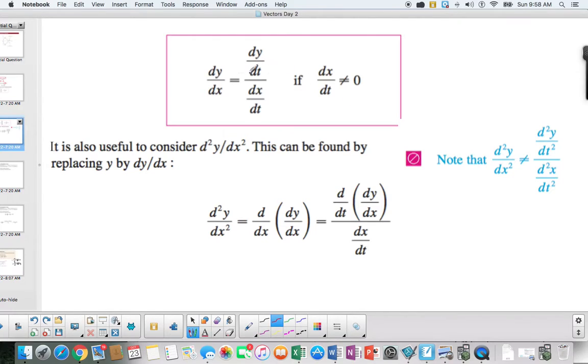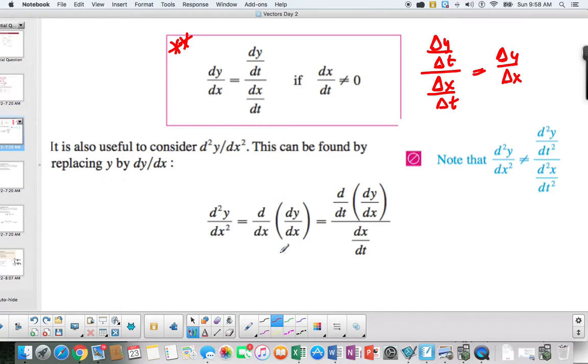Okay, so here's the derivative rule for parametric form. If you think of this as a slope, dy over dt, and this is a slope, dx over dt, you can see that this does simplify to dy over dx. So hopefully the math kind of makes sense to you.